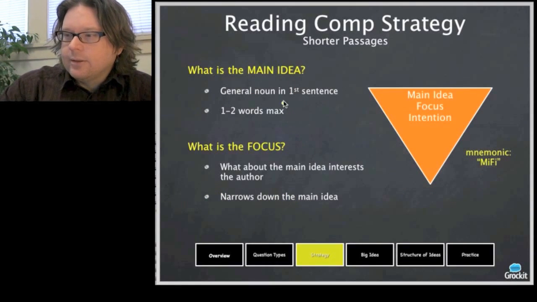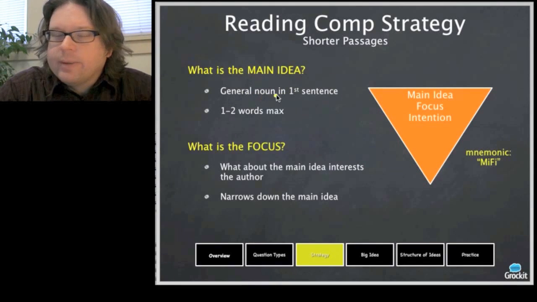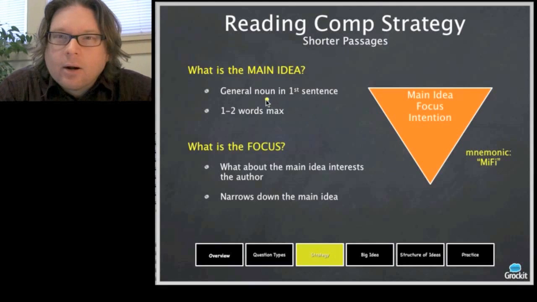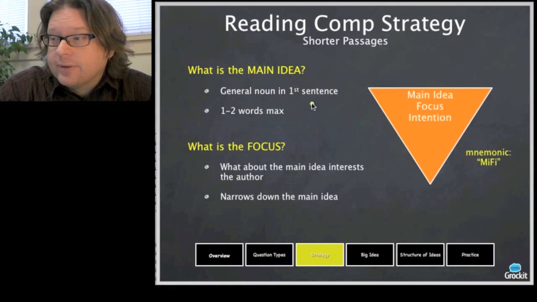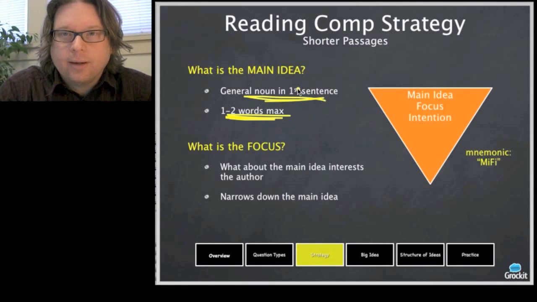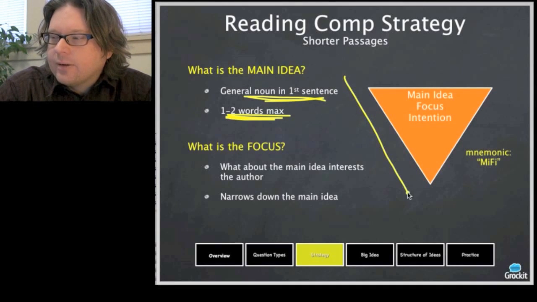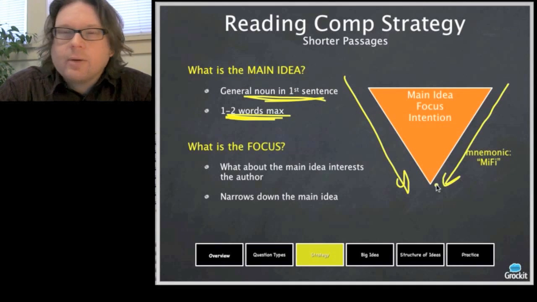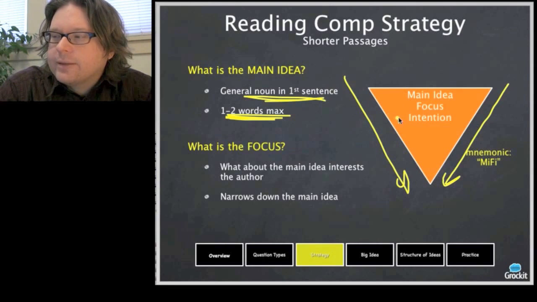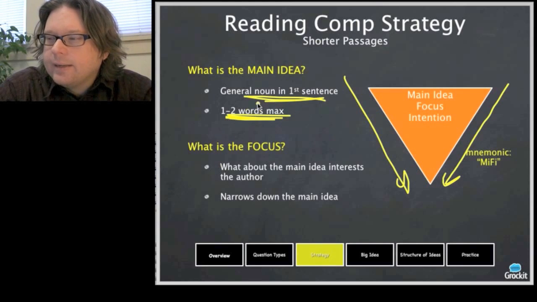All right. So the main idea, or the topic, will be a general noun, often in the first sentence, not always, but that's the most common place for it to appear. One or two words max. That's the section of the library or bookstore that it's in. What you're following is an inverted triangle from the most general to the most specific aspects of the passage: starting off with the main idea, going to the focus, and then finally the purpose or intention of that focus. So main idea, one or two words.